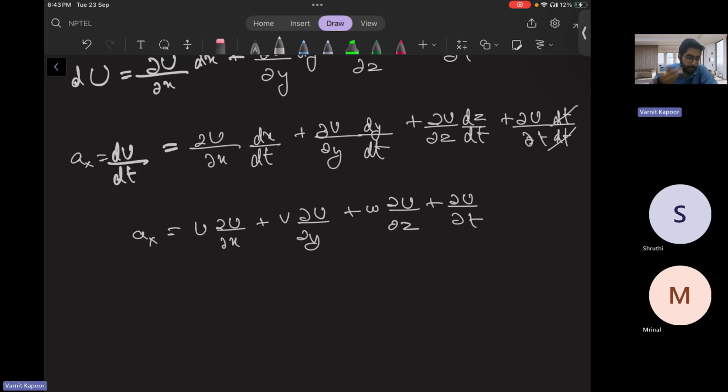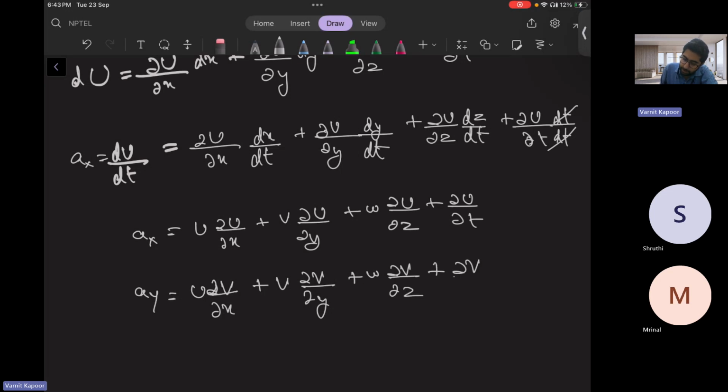Similarly, how will you write it for y? u dou v by dou x plus v dv by dy plus w dv by dz plus dv by dt, and similarly you can write for the z direction as well. Okay, so these are your individual components.